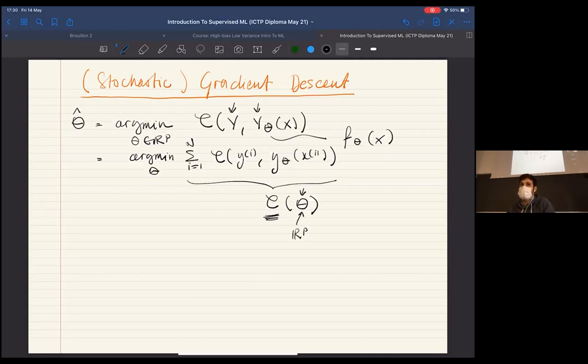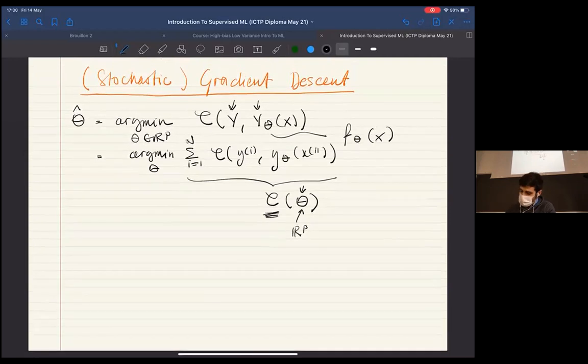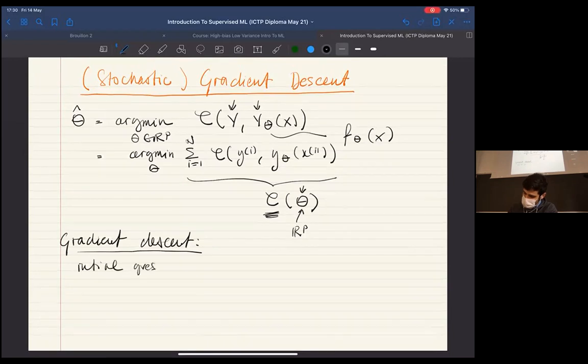And this is gradient descent. That's all. So to find the minimum of a complicated cost function like this, gradient descent is the following update rule. You start from an initial guess, let's say a theta at t equals 0. Again, this lives in R^p.